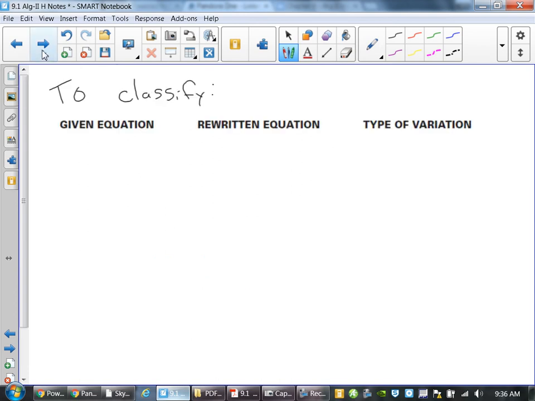So we classify these things by the equation we're given. We rewrite the equation to get y by itself, and then we're able to tell what kind of variation we have. For example, if I have y divided by 5 equals x, I want to get y by itself. How do you get y by itself? Multiply by 5. So you get y equals 5x. Do you think that's direct or inverse variation? It's direct variation, with a k value of 5.